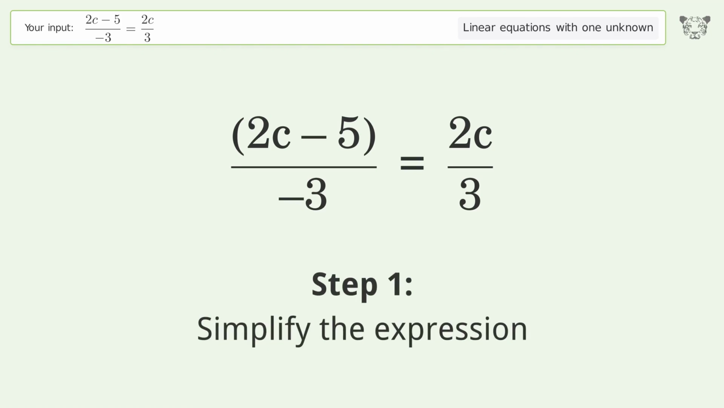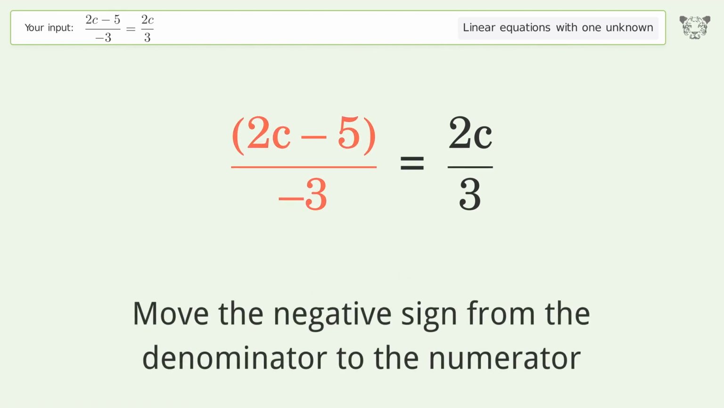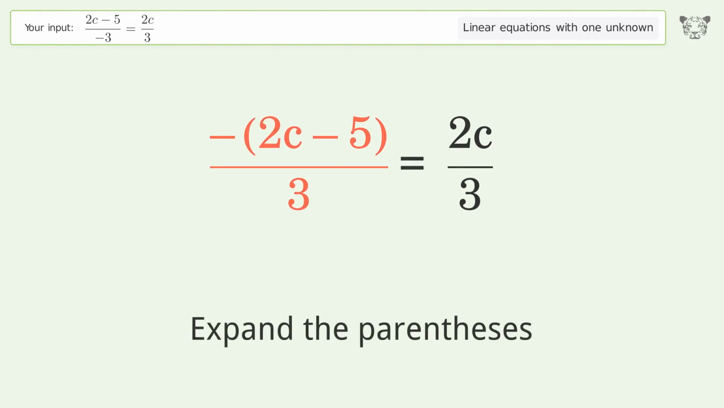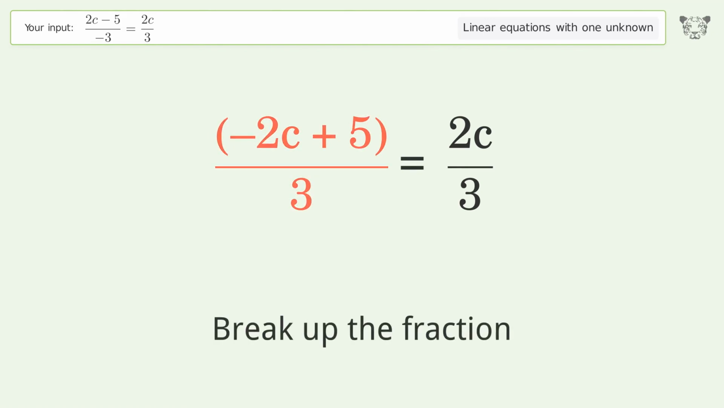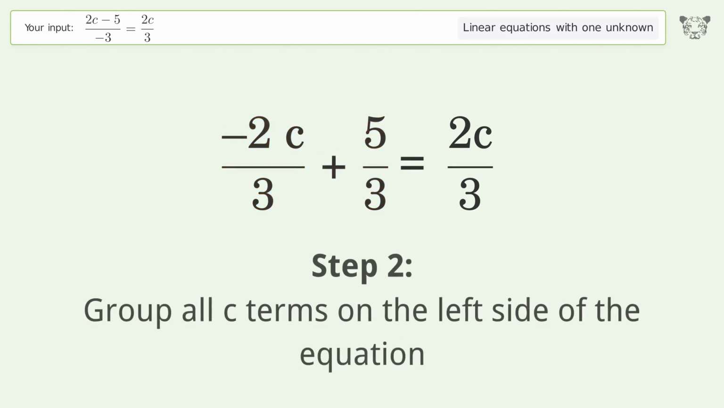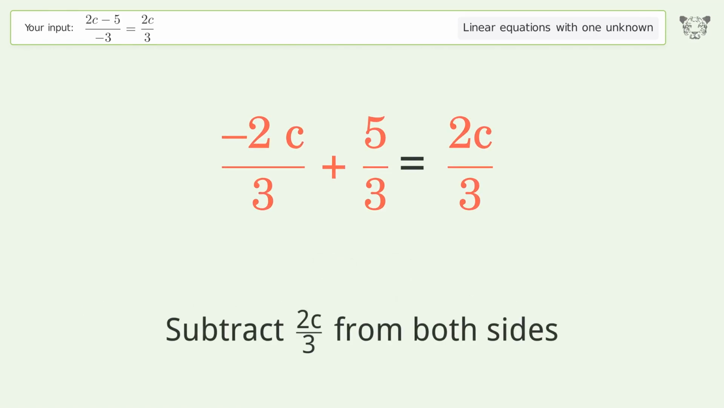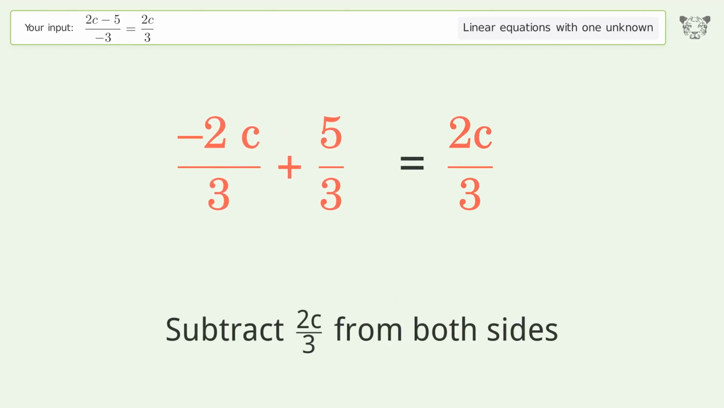Simplify the expression. Move the negative sign from the denominator to the numerator. Expand the parentheses. Break up the fraction. Group all c terms on the left side of the equation. Subtract 2c over 3 from both sides.